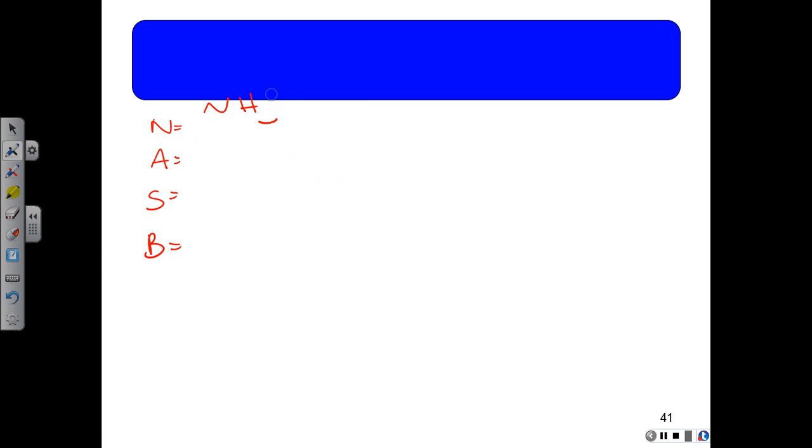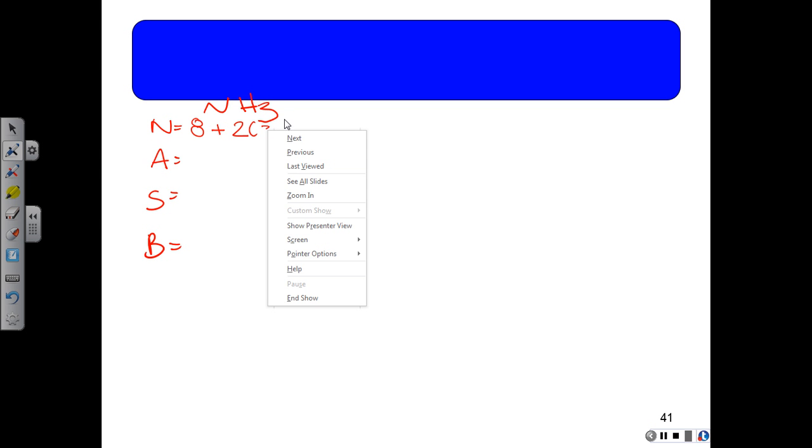Okay, so this is ammonia. All right, so let's add up the needed. Okay, how many electrons does nitrogen need? 8. Okay, how many electrons does hydrogen need? 2. And then how many of them do you have? So times 3. All right, so what does that give us?